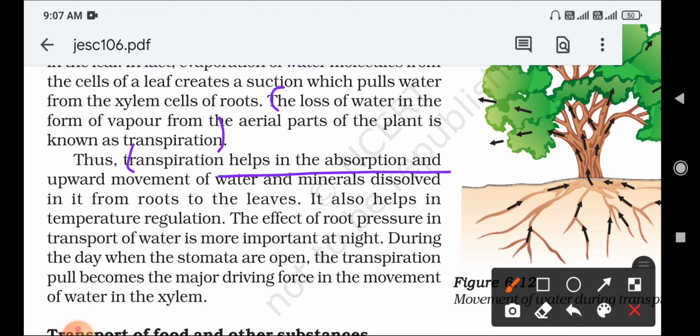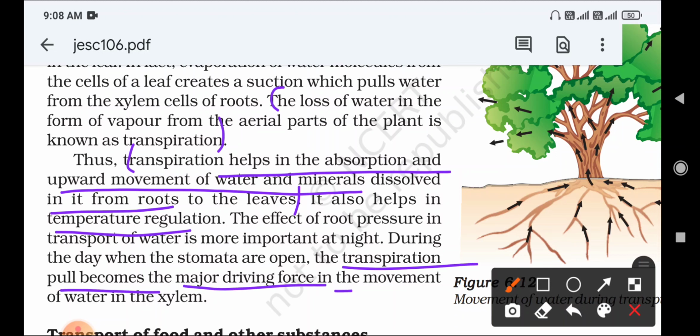Transpiration helps in the absorption and upward movement of water and dissolved minerals from the roots to the leaves. First point, it also helps in temperature regulation. Again, here transpiration pull becomes the major driving force in the movement of water in the xylem. These are very important points. Okay, these are the definition of transpiration as well as some applications of transpiration. They are very important.